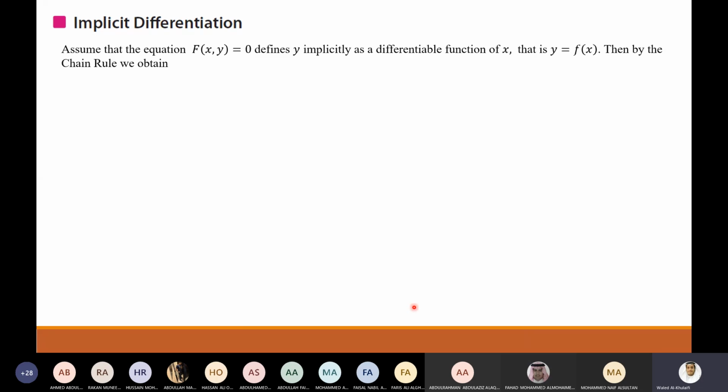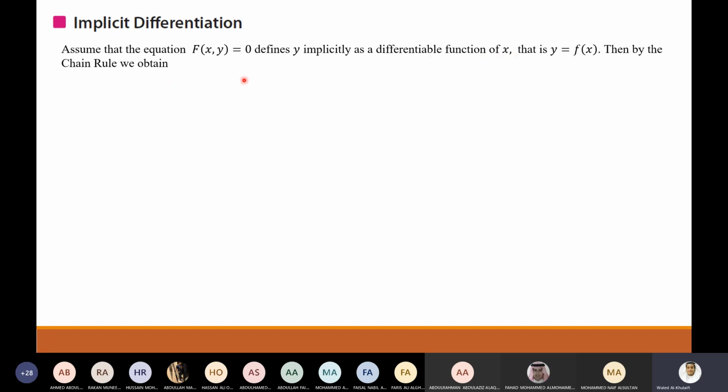Now, let's talk about implicit differentiation. In MATH201, we know how to find the implicit differentiation. Actually, it looks like this. You will have an equation, f of x and y, a function of two variables, which is equal to 0. This is exactly what we did in MATH201. It defines y implicitly as a differentiable function of x, that is y equals f of x.